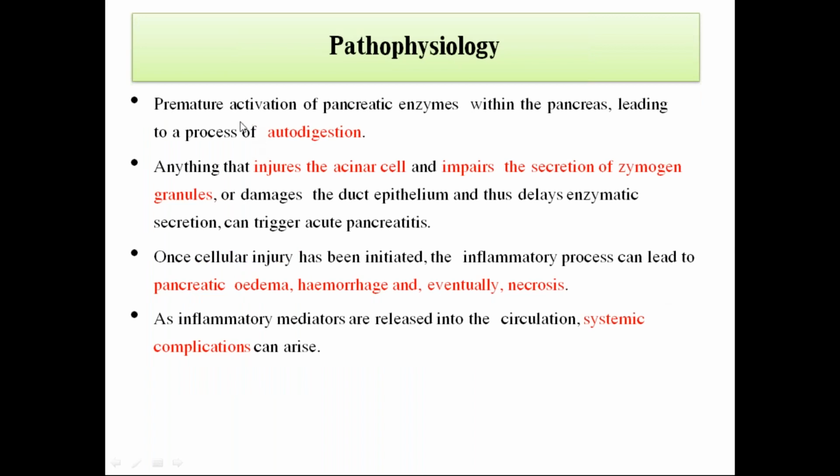So the common pathway involves the premature activation of preformed enzymes within the pancreas, which leads to the process of autodigestion. Trypsin, which gets activated, leads to a catalytic chain of events, which can lead to activation of all other enzymes, leading to autodigestion. This mechanism induces the secretion of zymogen granules. After the cellular injury has been initiated, there will be a sequence of inflammation leading to edema, hemorrhage, and finally necrosis.